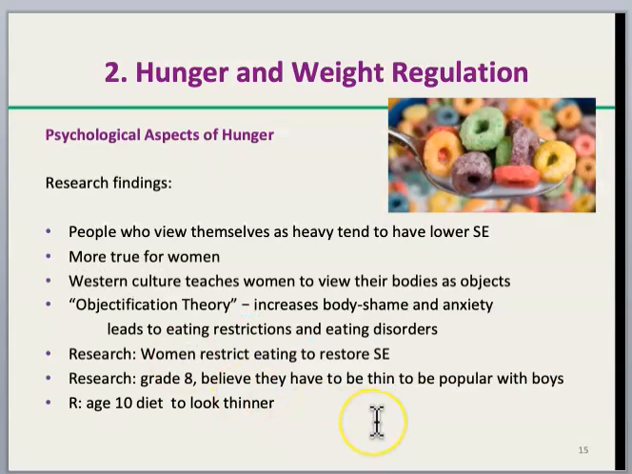I summarized a little bit of the research findings from that section for you. So the research findings indicate that people who view themselves as heavy tend to have lower self-esteem. This is more true for women than men, as demonstrated in the research.